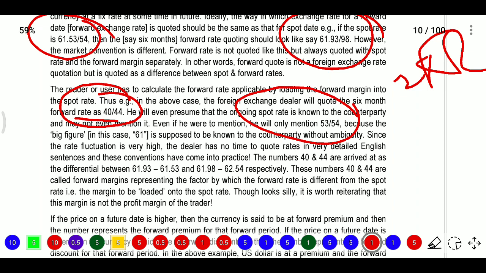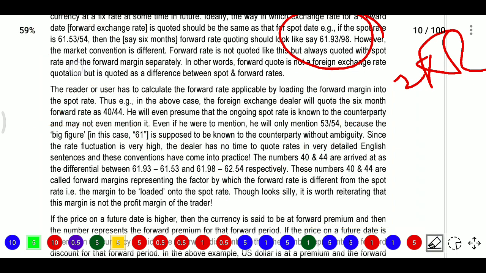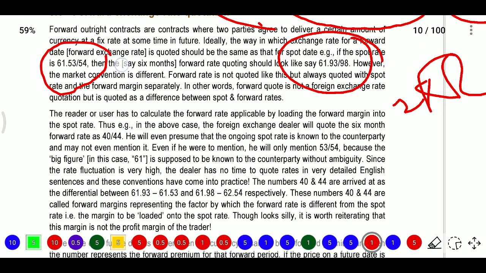in this case 61. So whereas it is known by the counterparty without ambiguity, since the rate fluctuation is very high, the dealer has no time to quote the rate in a very detailed manner, so he will give these PEPs, forward exchange quotation they will provide. So for that, if we give 40/44, so yes 61.53, if he will give 40/44, then 40/44 means this 53 there, 53 will be added to 40, it will become 61.93 and 44.